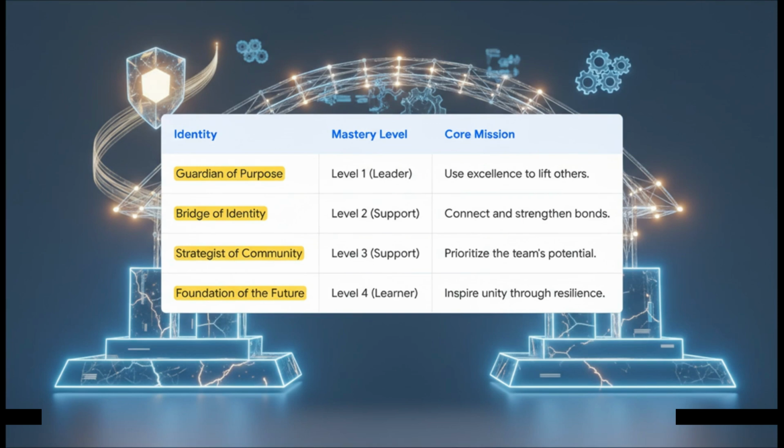Now here's where it gets really interesting. These levels aren't just labels. They're transformed into these meaningful roles. So a student isn't just level 1, they are the guardian of purpose. And their mission is to use their strengths to lift everybody else up.